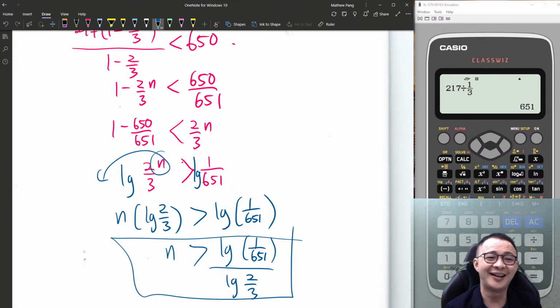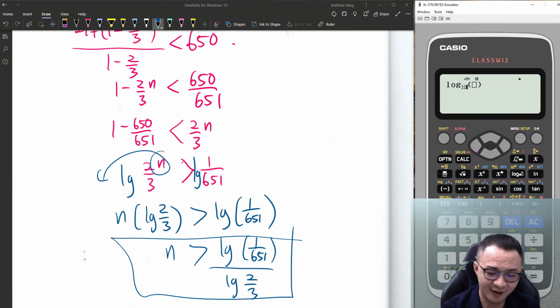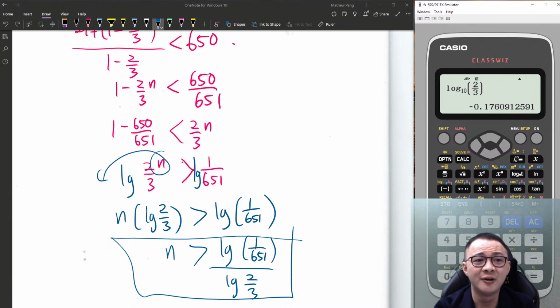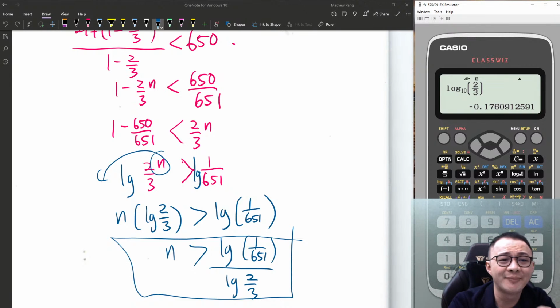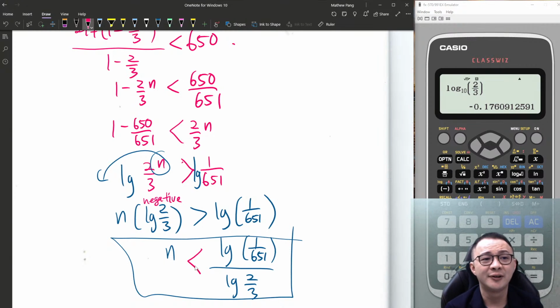What's wrong with this step? Can anyone spot the mistake? I want to find n, so I move the log 2 over 3 to the other side. But why do I say this step has a problem? Because if you check the calculator, log 10 of 2 over 3 is actually a negative value. When we divide or multiply an inequality by a negative value, the symbol needs to change direction. So we need to change from bigger than to less than, because we are dividing by a negative value. Do you get the idea?